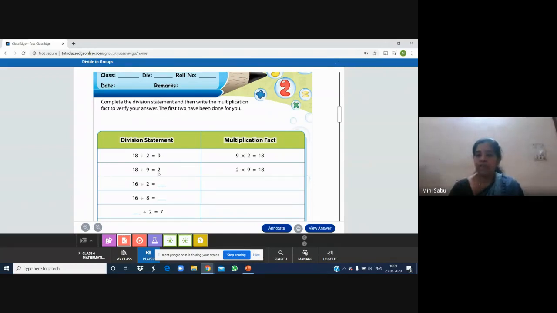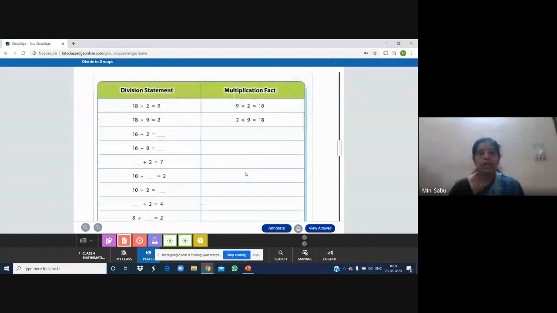And as I told you, every division fact has a corresponding multiplication fact. We will have to go from right to left to find out the multiplication fact. That means 2 multiplied by 9 is equal to 18. 2 9s are 18. It is given here. Okay, children, are you following me?